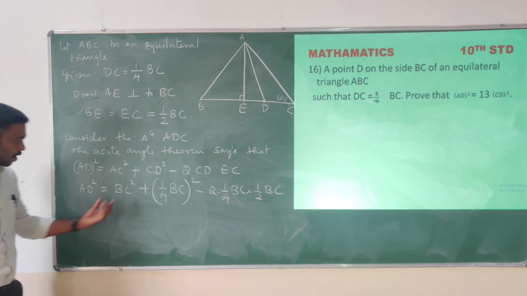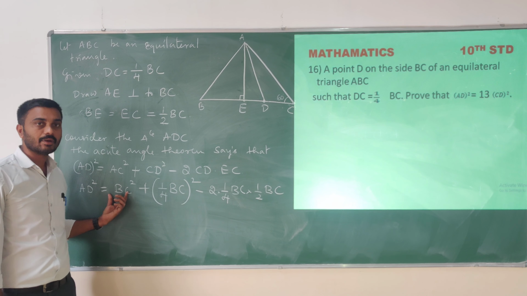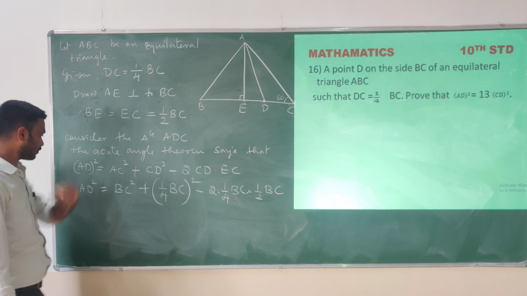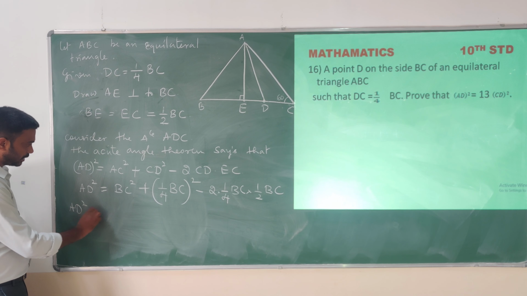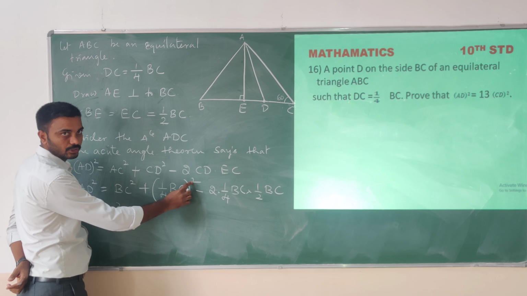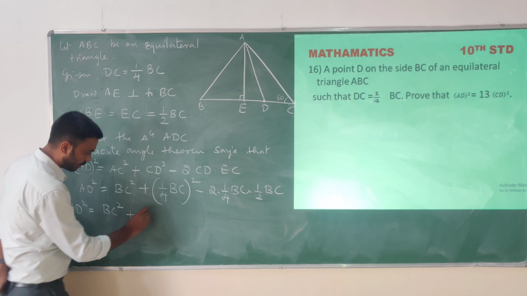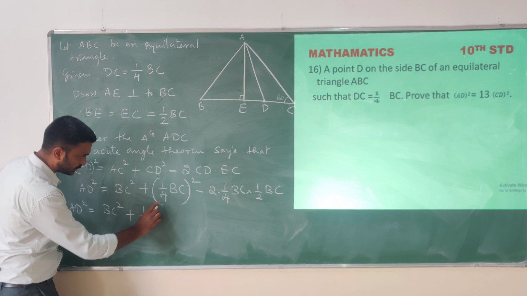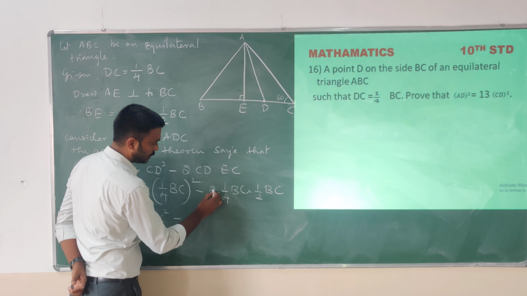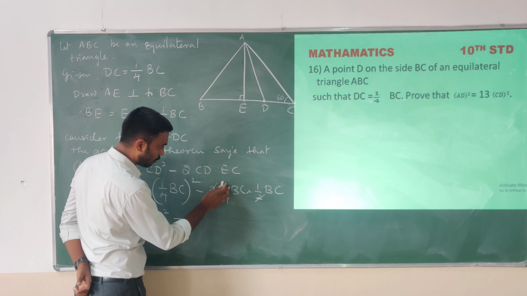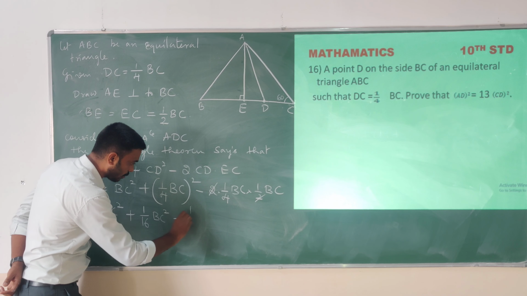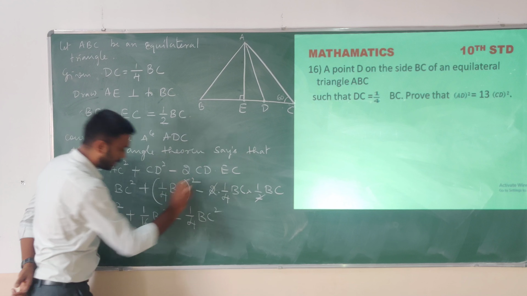So now clearly all the right hand side terms are in terms of BC only, because we have BC and DC in relation. Now AD square is equal to BC square plus, what is 1 by 4 into BC the whole square, which is 1 by 4 whole square? What is 1 by 4 whole square? 1 by 16 into BC square minus, now these two get cancelled, remains 1 by 4 into BC into BC. What is BC into BC? BC square. 1 by 4 into BC square.